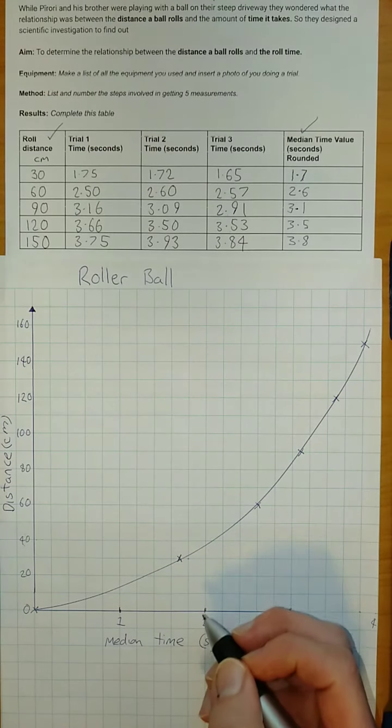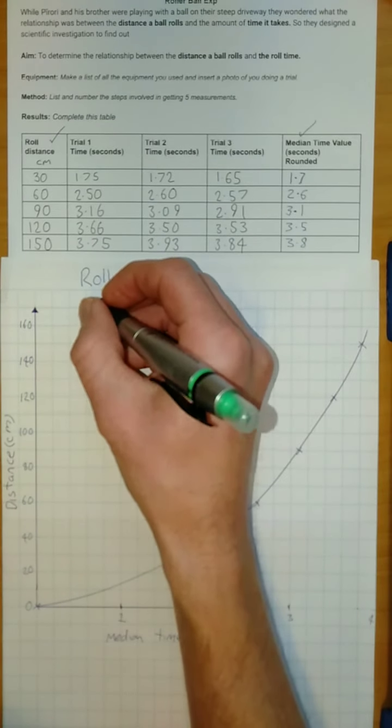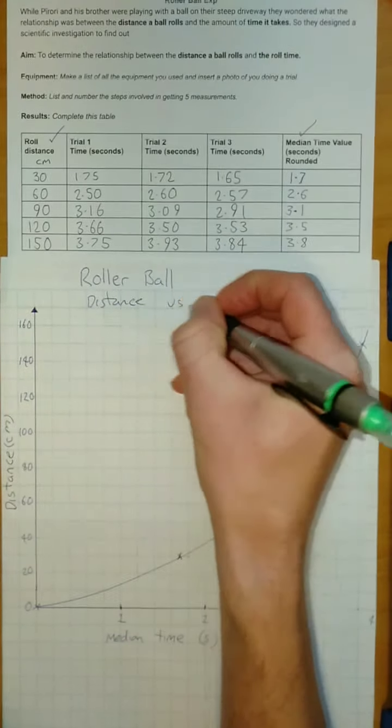One thing we might add is the actual label, which is rollerball is the heading of the experiment, but this here is distance versus time. So make sure your one's got a label.